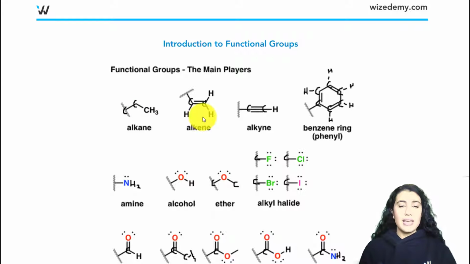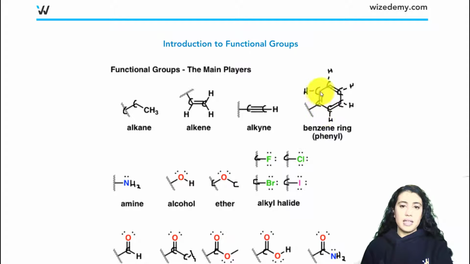Okay, and then an alkene is still referring to having carbon and hydrogen, but here we now have a double bond. So it's a double bond between two carbon atoms. And then we have an alkyne as well, which is another type of hydrocarbon. So it's just carbons and hydrogens, and here you're going to see at least one triple bond between two carbon atoms.